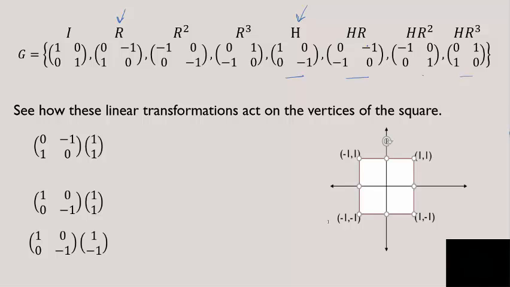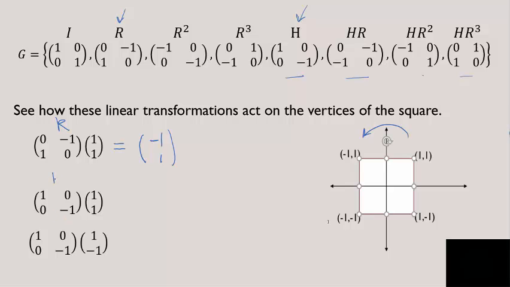But I want you to see how these linear transformations act on the vertices of the square so that you will believe me. Let's take our matrix R, and we're going to see how it acts on this vertex (1, 1). When we multiply that, we get (-1, 1). Now, is that what happens if we rotate it 90 degrees counterclockwise? Yep, the point (1, 1) goes to the point (-1, 1).